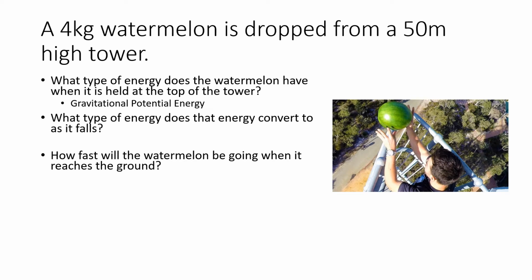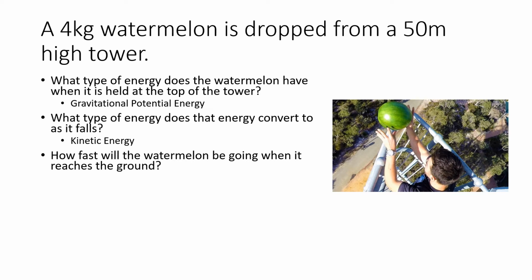What type of energy does that energy convert to as it falls? Well, it's losing height, so it's losing gravitational potential energy, and it's picking up speed, and the energy of speed is kinetic energy. What's the relationship between the amount of potential energy it starts with and the amount of kinetic energy it ends with? They have to be the same, because the kinetic energy came from the potential energy. And as the watermelon reaches the ground, all that potential energy is going to be gone, which means it's all turned into kinetic energy, assuming there's no air resistance here.